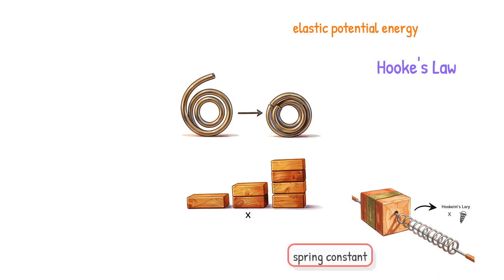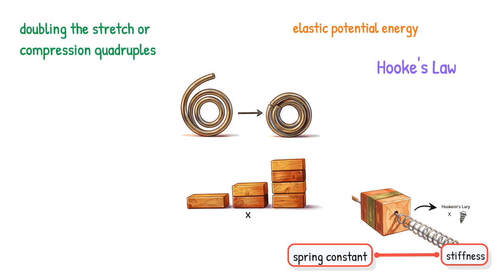Here, k is the spring constant in newtons per meter, measuring stiffness, and x is the displacement from the equilibrium position in meters. This quadratic relationship means doubling the stretch or compression quadruples the stored energy. The work done by the spring force when it returns towards equilibrium equals the decrease in Us, that is, W spring equals negative delta Us. Like gravity, the spring force is conservative.